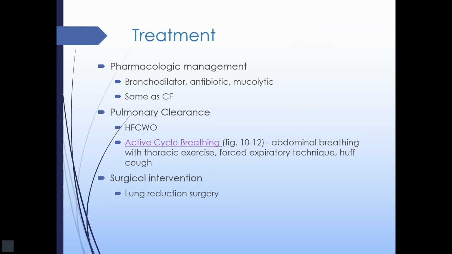Treatment is much like cystic fibrosis. Okay, so pharmacologic management with bronchodilators, antibiotics, mucolytics, but you do not use Pulmozyme in patients with non-CF associated bronchiectasis. Okay, you would use some other mucolytic, such as Mucomyst or just hypertonic saline. And then pulmonary clearance, high frequency chest wall oscillation, whether it be mechanical or like the flutter or the Acapella. And then figure 10-12 shows you the active breathing cycle.